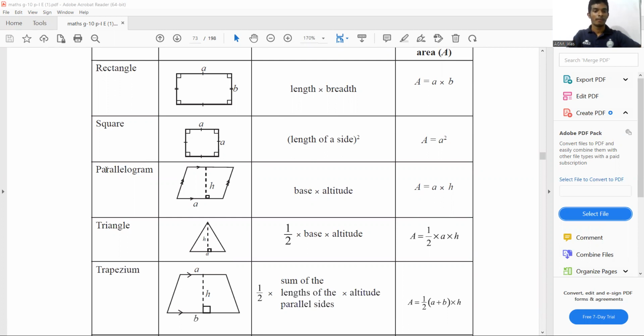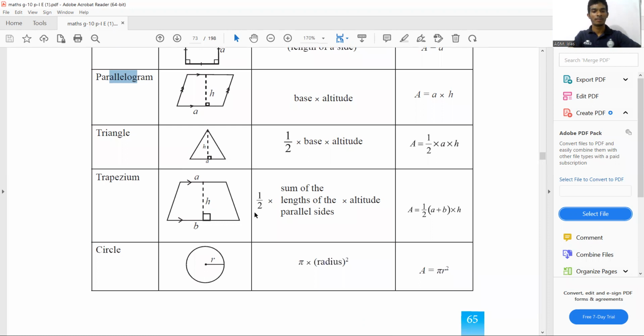Again, parallelogram. Here we have the base and this is called the altitude. So base into altitude, we call it A into H. Again, triangle. For a triangle there also we have an equation, but we have to place half in front of it. So half into base into altitude, half AH. So that is the equation.